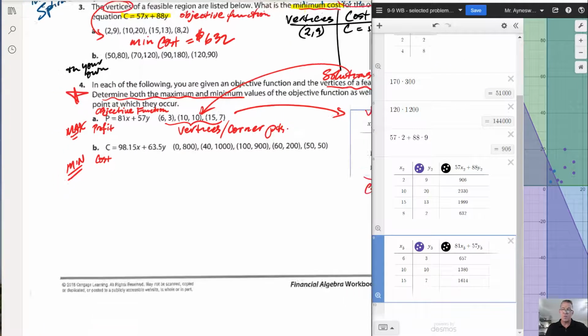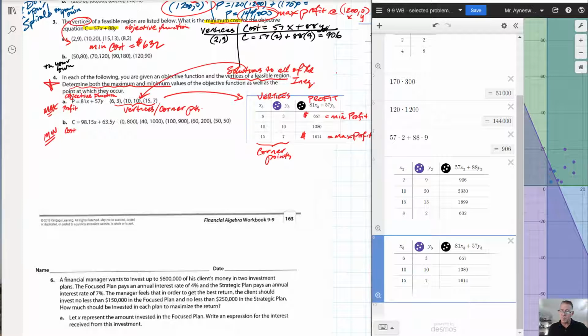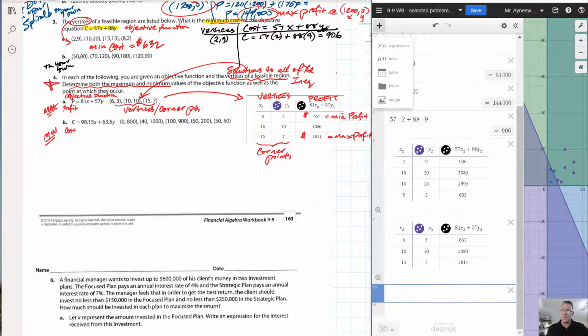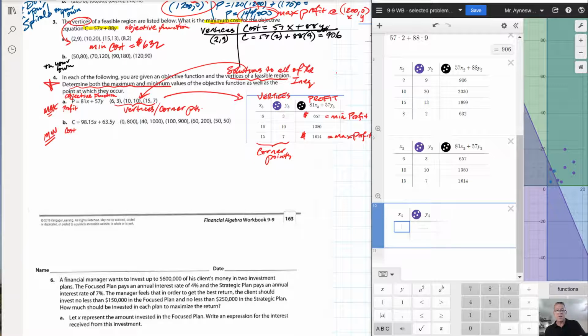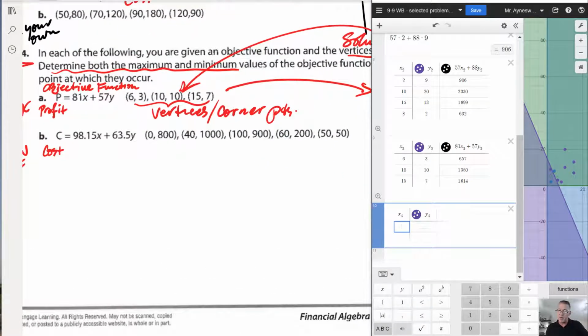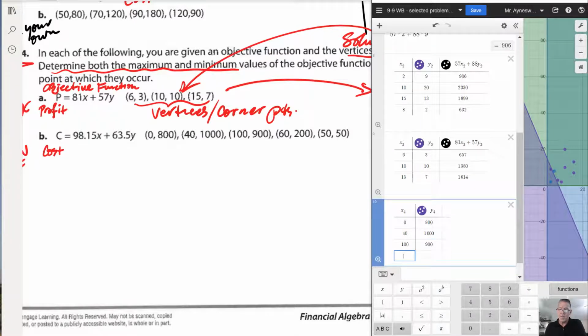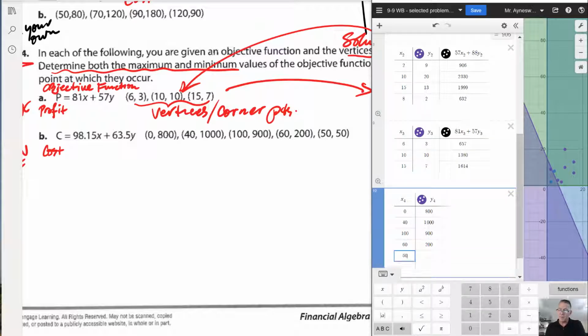When you run this one, again, you go into table mode, pick a table, and put your data in. Our data set's a little bit bigger, so we have 0, 800. We have 40, 1,000. We have 100, 900. We have 60, 200. And then we have 50, 50. So you type your data in, and then you write your function.